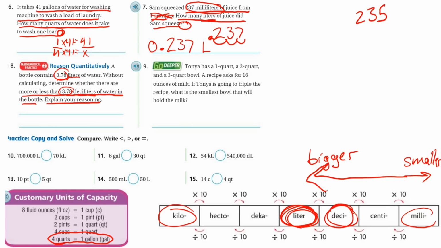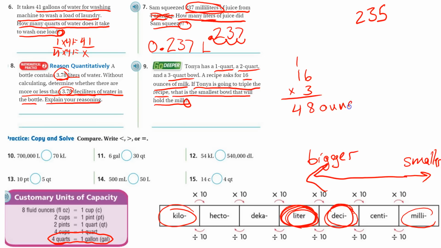Number 9: Tanya has a 1 quart, a 2 quart, and a 3 quart bowl. A recipe asks for 16 ounces of milk. If Tanya is going to triple the recipe, what is the smallest bowl that will hold the milk? Okay, so triple, we need 16 times 3. Triple means 3 times. So 3 times 6 is 18. 3 times 1 is 3, plus 1 is 4. So that would be 48 ounces.